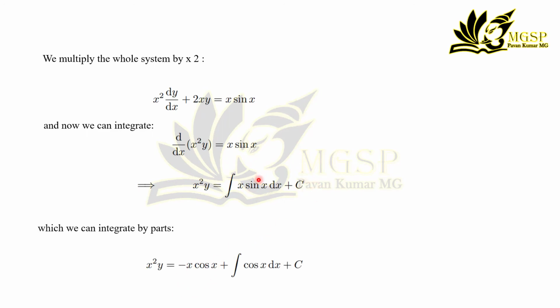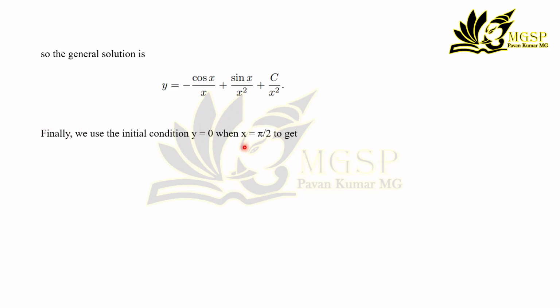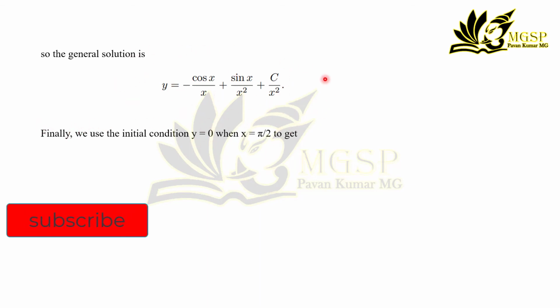So x square y is equal to x times minus cos x, since the integration of sin x is minus cos x, plus the integral of cos x dx. The differentiation of x is 1. So then we get minus x cos x plus sin x plus c. In the initial question I have given the condition y at pi by 2 is equal to 0. So y is equal to minus cos x by x plus sin x by x square plus c by x square. Finally we use the initial condition to get the value of c.